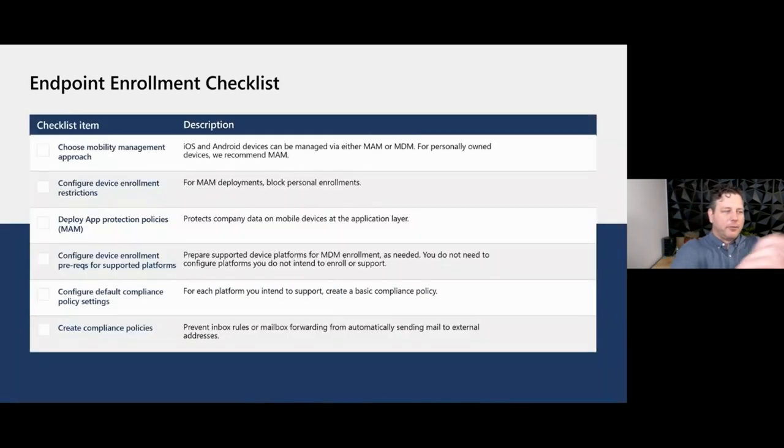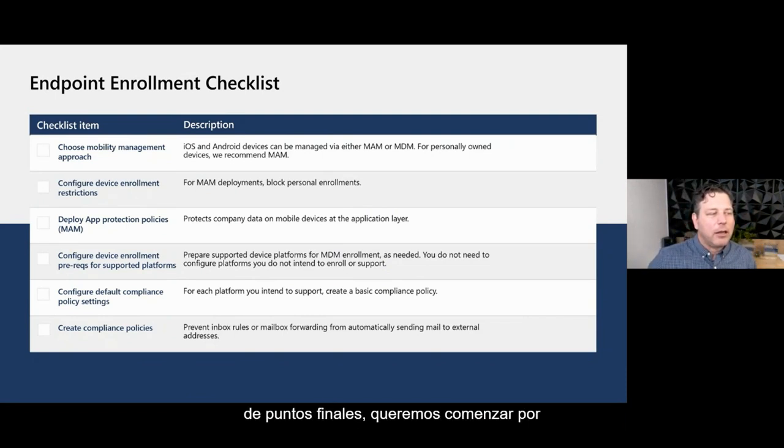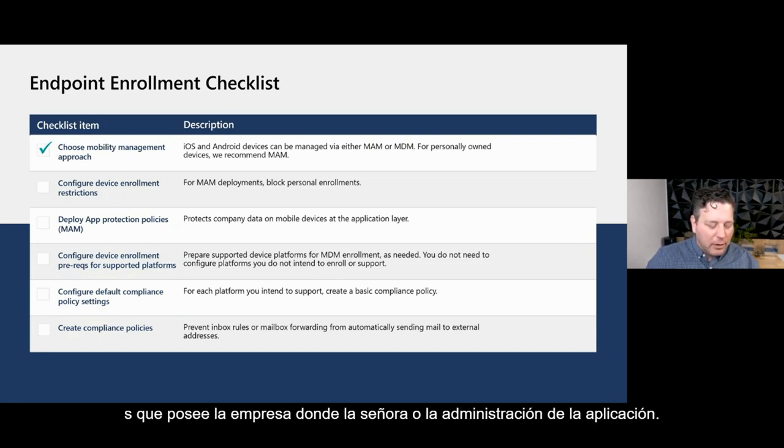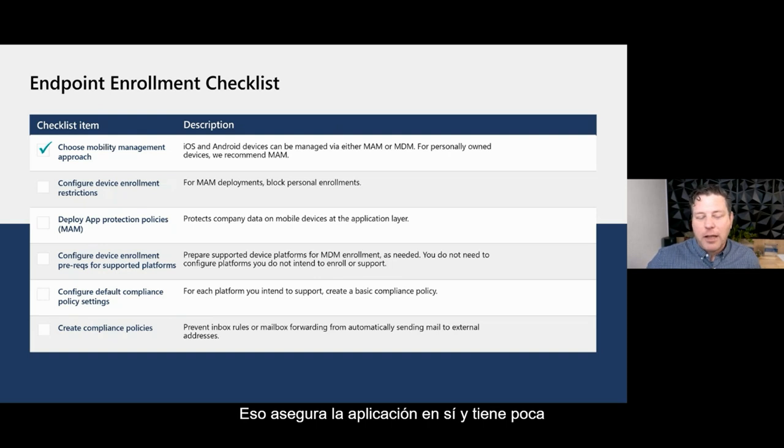So here's our checklist for endpoint enrollment. We want to begin by deciding which approach we want to take. iOS and Android devices can be managed either with MAM or MDM. And the difference is, MDM is full control of the device. We're going to control everything, and it's mostly appropriate for devices the company owns, where MAM, or app management, secures the app itself and has little interaction with the device. There is some, but it's especially appropriate for personal devices.